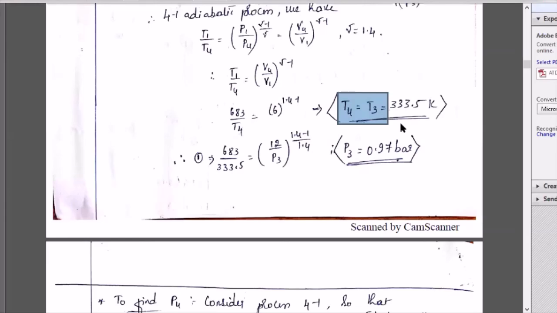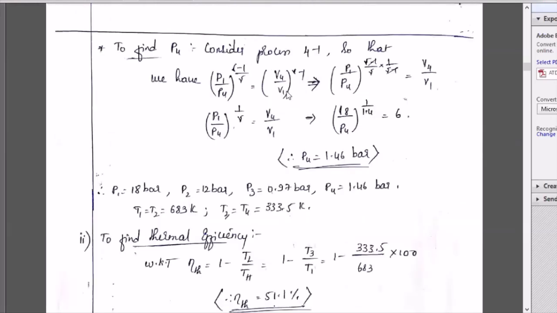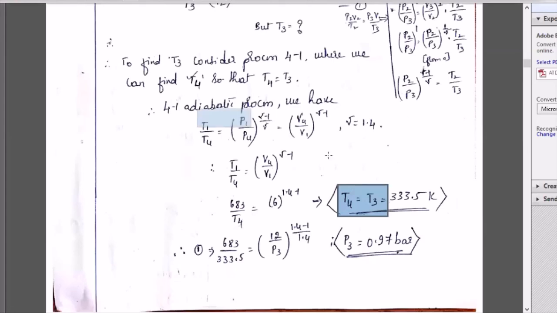The last one we have to find is P4. How do we find out P4? Consider the process 4 to 1, that is adiabatic compression. The same equation I use. This equation I have to use for all adiabatic conditions, just changing the numbers. How do you remember this? Check out the volume, which volume is more. More volume by less volume is equal to less pressure by more pressure is equal to less temperature by more temperature. Like that way you can write down and remember the equation.